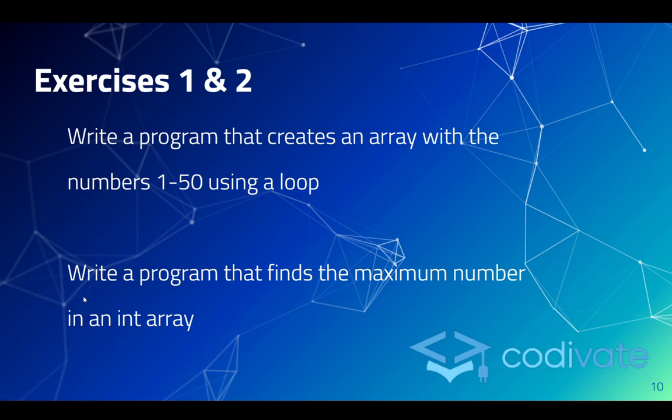And then the last one you should do is write a program that finds the maximum number in an int array. Now this one's the most complicated compared to the other two. Basically, in order to find the maximum number, you're going to have to pick a number to be the maximum number, right? Like the first element. And then you're going to have to loop through the array and compare the maximum you've chosen to the one that it's currently looking at in the loop.